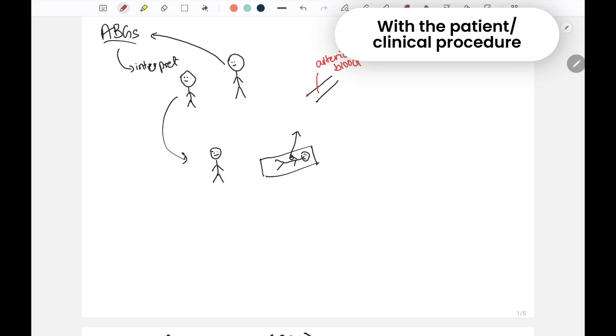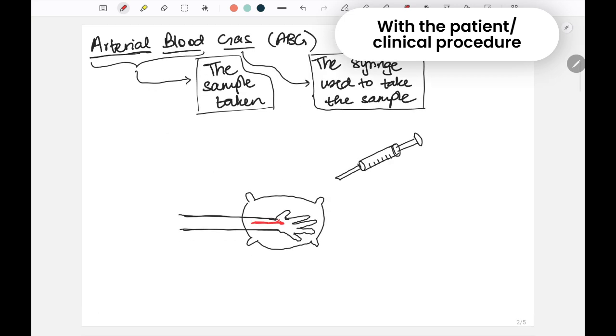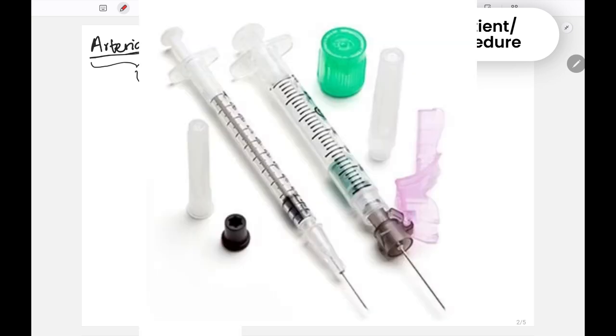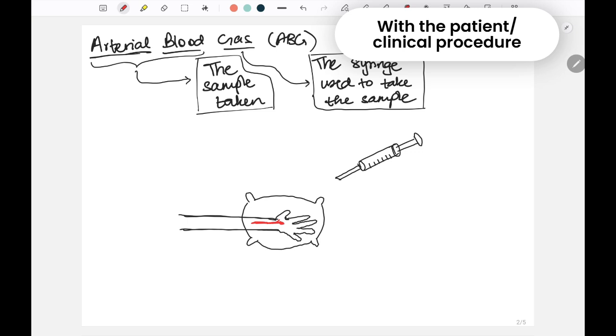So how are you going to take it? Well, let's find out. What is an ABG? It's also known as an arterial blood gas. And it's called an arterial blood gas because arterial blood is the sample you're taking, and the word gas comes from the type of syringe that you're going to use, which is known as a gas syringe. We also have venous blood gases, which are taken using a similar syringe as well.